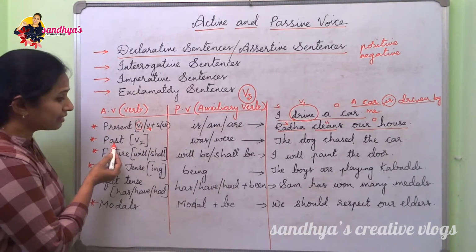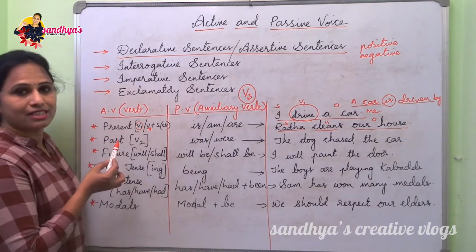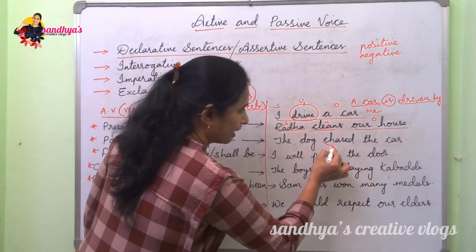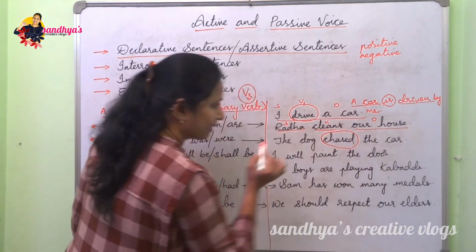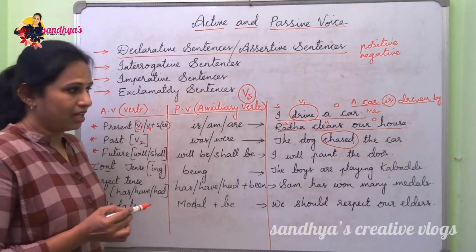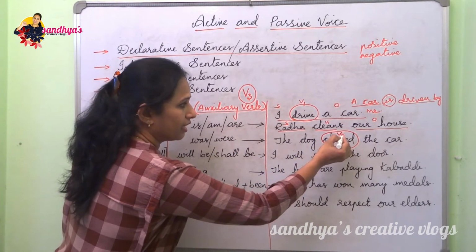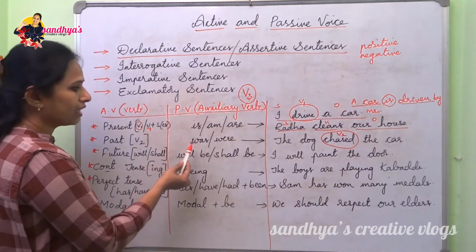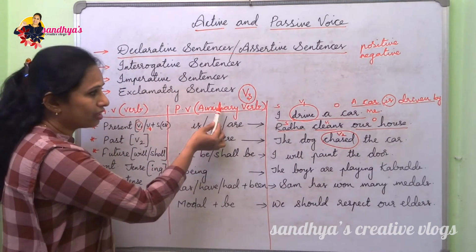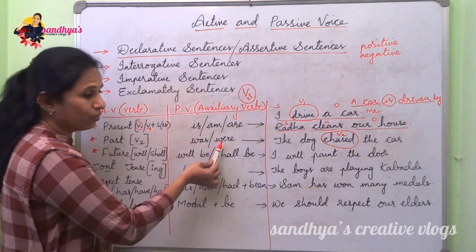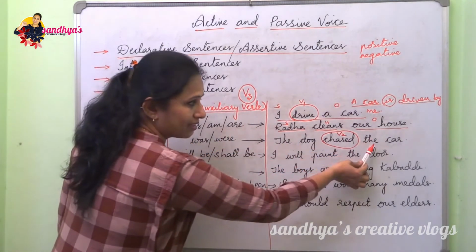Now coming to past tense. Suppose in the given sentence the verb is in past tense, have a look at this sentence. I have taken an example here. Chased. This is in past tense. When you identify that the verb given is in past tense, immediately the be form, that is the auxiliary verb, to be remembered is was or were, depending upon the object's number.